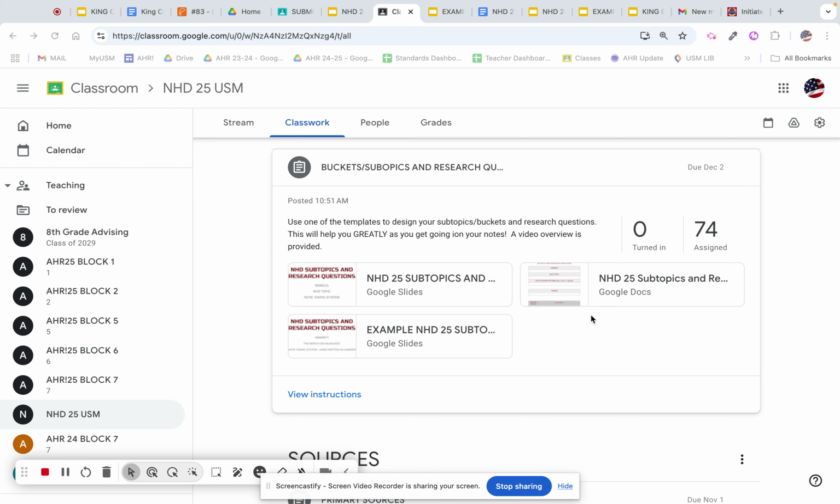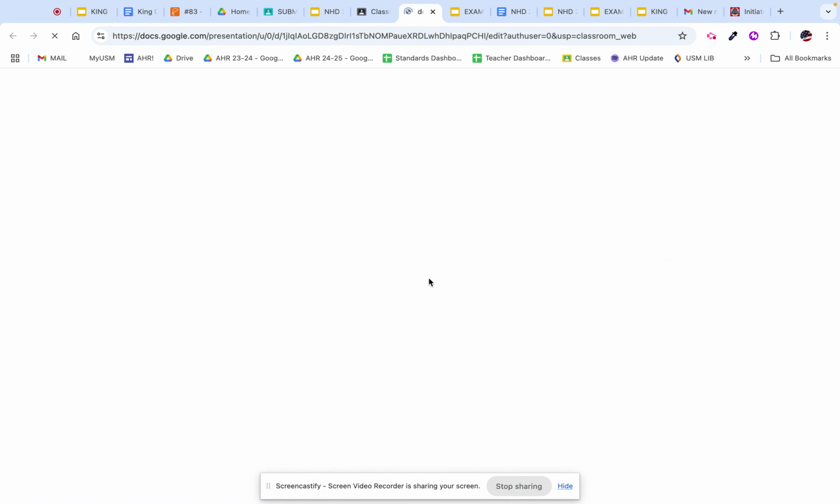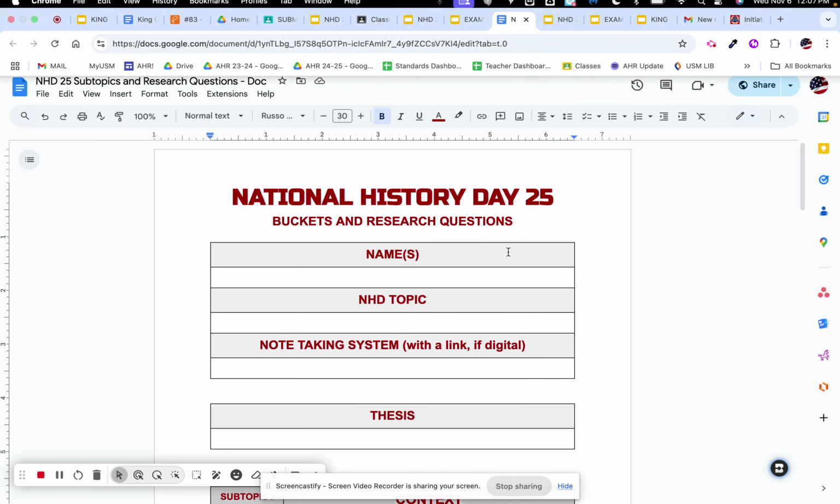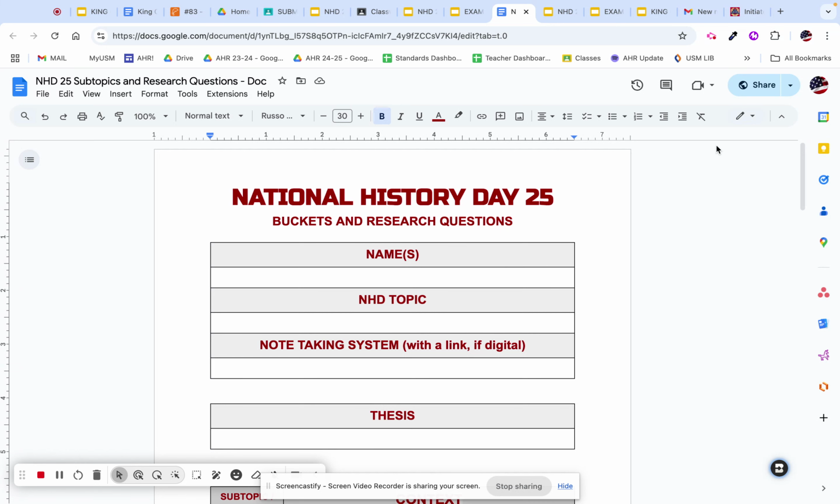I've got buckets, subtopics, and research questions for you. I've got two setups for you. I've got a Google Slides where you can do subtopics and research questions, and then I've also got a Google Doc. So you can use whichever one you feel is best for you. No matter what, you're going to put your name on it, and whatever your NHD topic is, and then start thinking about how you're going to take your notes.